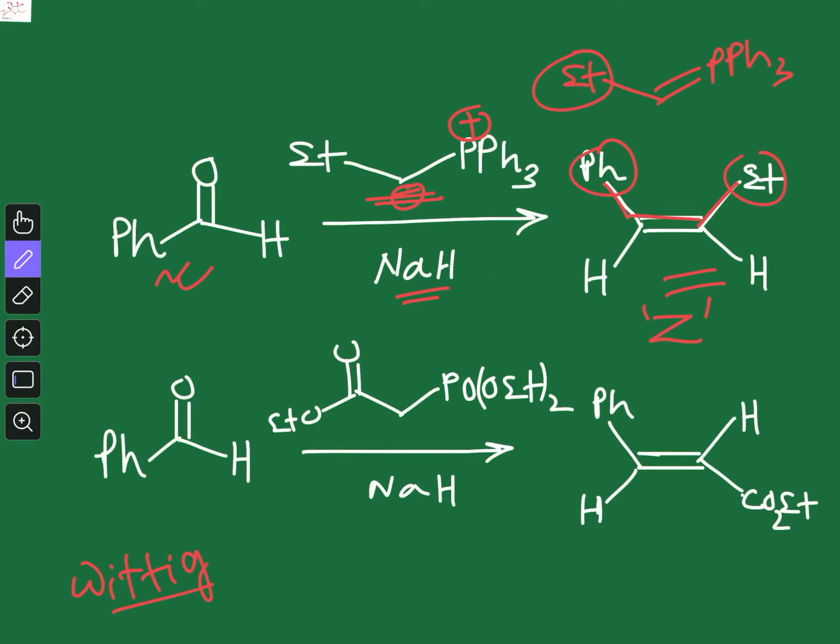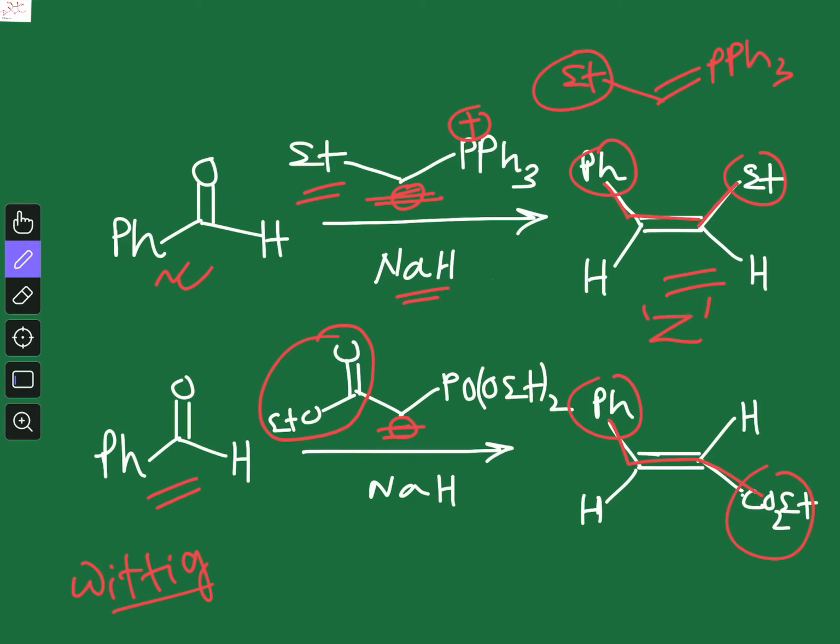Whereas if you use a stabilized ylide, for example in this case, if you generate a negative charge over here, you can see that the negative charge is stabilized by this carbonyl group, this ester group, and this is a stabilized ylide. So the difference is clear here. In this case there is no stabilizing group, here you have a stabilizing group. Now if you do the same reaction with the same aldehyde, you will get the trans stereochemistry. So this is the stereoselectivity of the Wittig reaction.